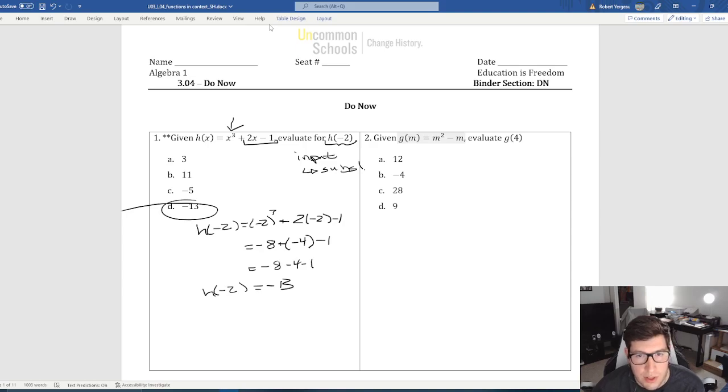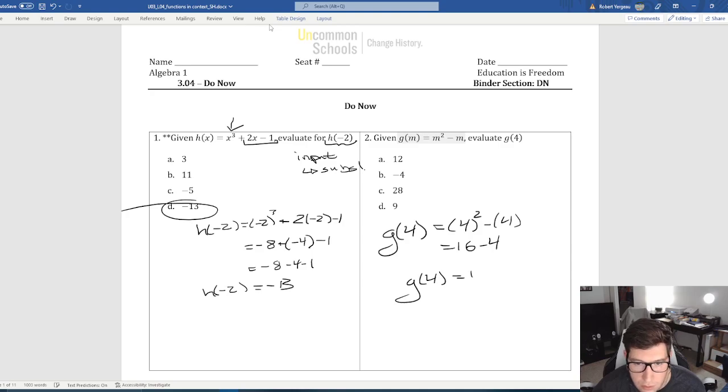Taking a look at number 2, again, slightly more complicated or just more going on than we've seen previously. However, again, input, so again, substitution. So g of 4 is going to be equal to 4 squared minus 4. From here, 4 squared is 16, minus just 4. And so g of 4 is 12, which is A.